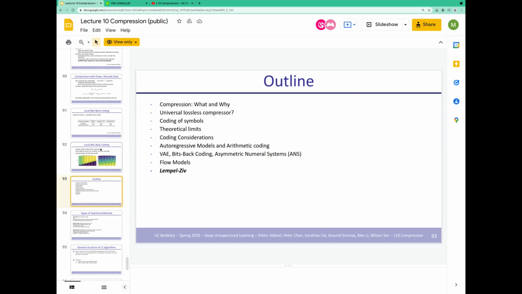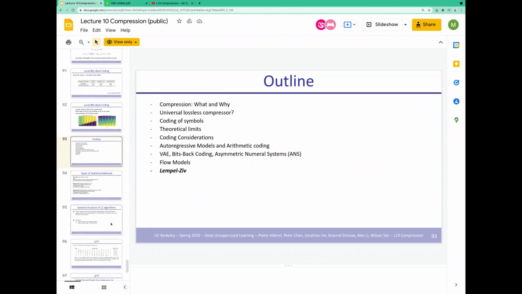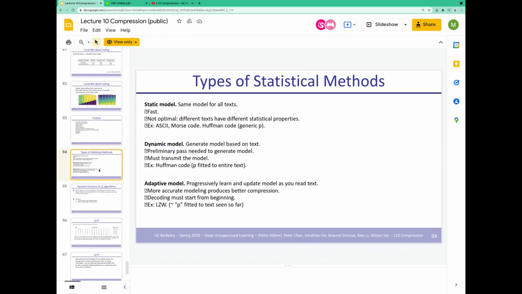Okay, so we can go to the last part of it, Lempel-Ziv. I think this is a common compression algorithm, so it's not related to anything. So just the general idea of the different types of statistical methods we can use for compression.